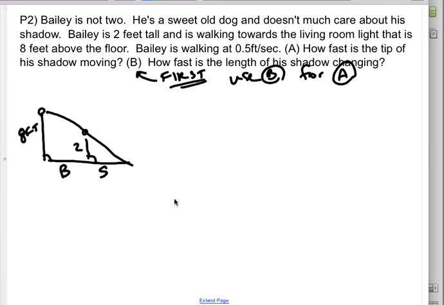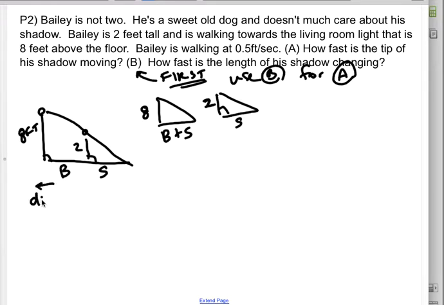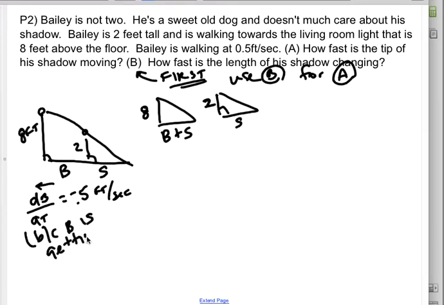So again, we're looking at proportional triangles. So B plus S, the entire length of the shadow, and 8 is going to be proportional to this 2 and this S, right? Those are going to be proportional. We know that Bailey, so dB/dt, Bailey is walking towards the light. So that's going to be a negative 0.5 feet per second because B is getting shorter. It's not about which direction he's walking. It's that he's walking towards the light. It doesn't matter whether it's left or right. So, because B is getting smaller, as he walks towards the light, the distance from him to the light is getting smaller.